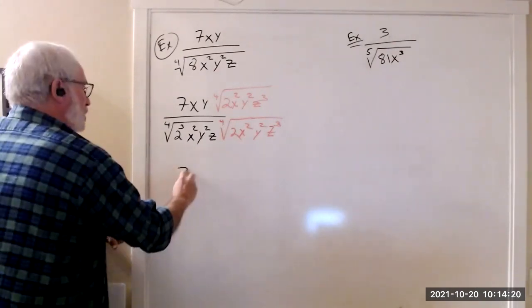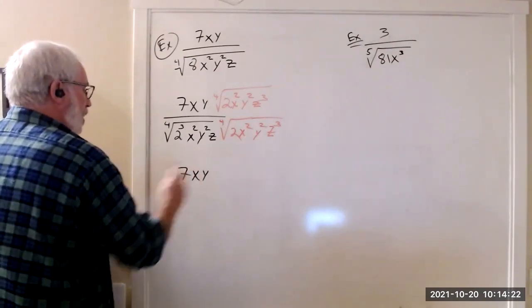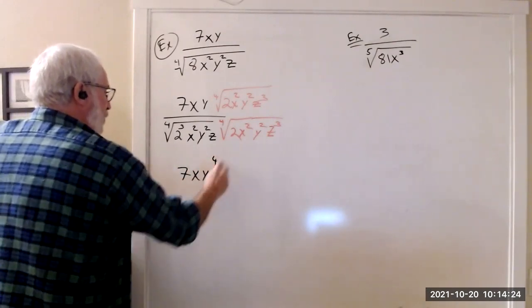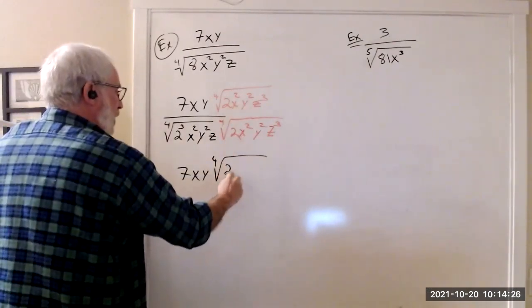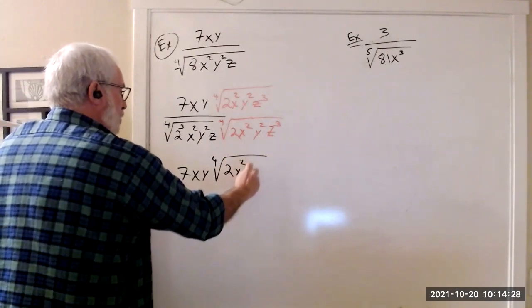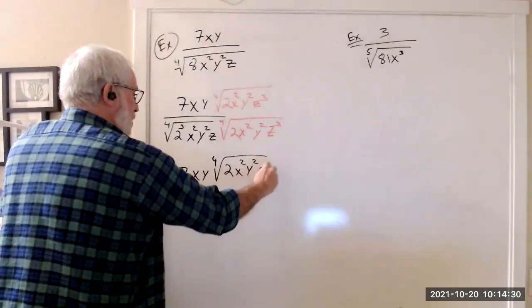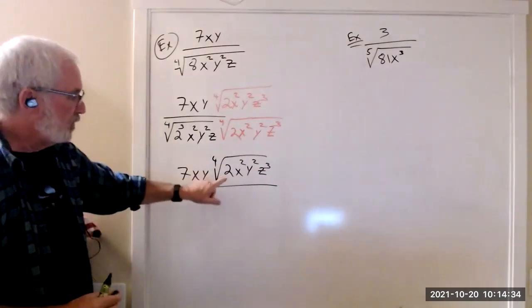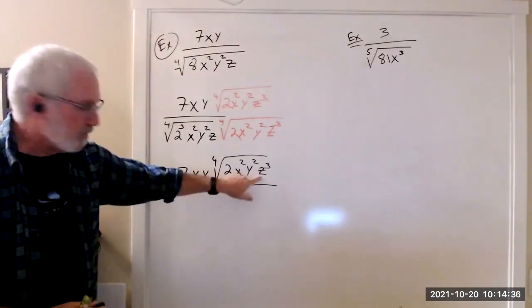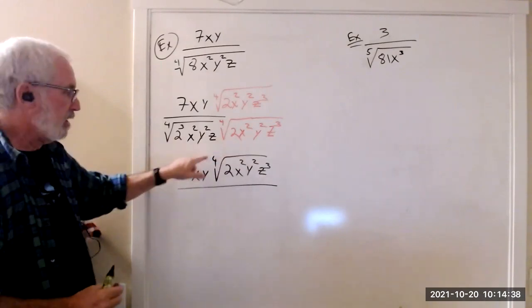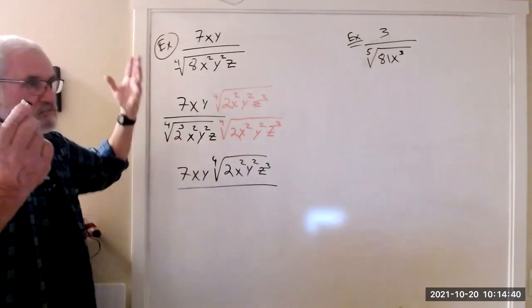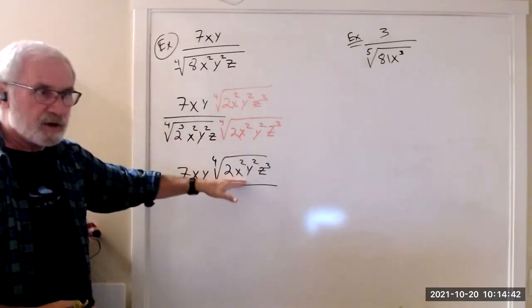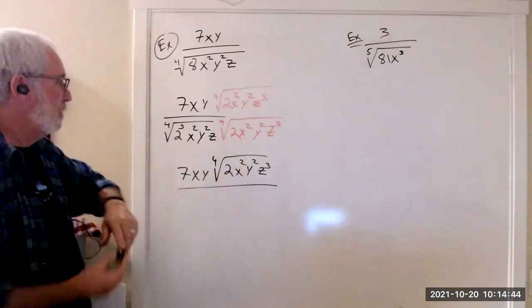Okay, so on top, I have 7xy times the fourth root of this mess, whatever it is, 2x squared, y squared, z cubed. It won't simplify because they have to be fourth powers to get out of a fourth root. They're not, so they're just going to be in there and they're going to be ugly. That's just kind of it.